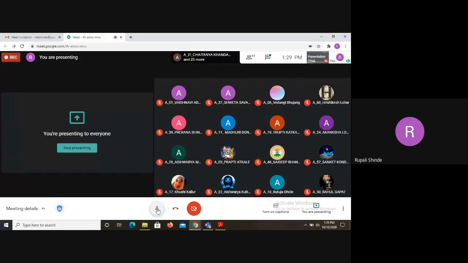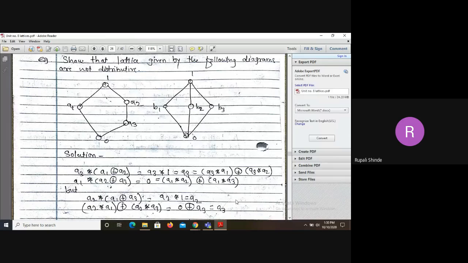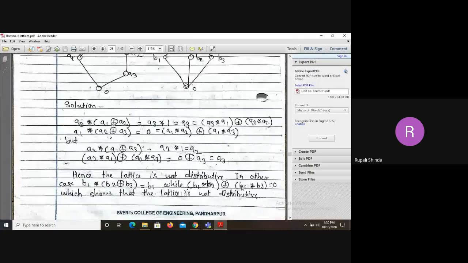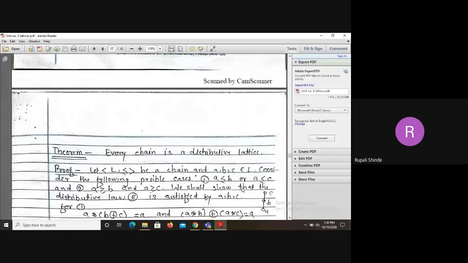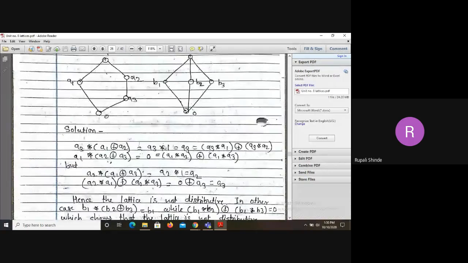So first of all, tell me, are we able to solve this example? Have you tried? Okay, no problem. We will solve this. Whatever procedure we have applied for the first example, the same procedure we have to apply here.